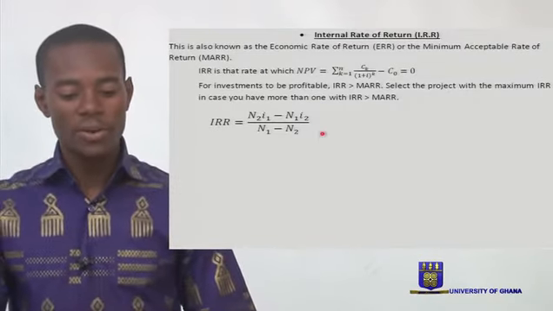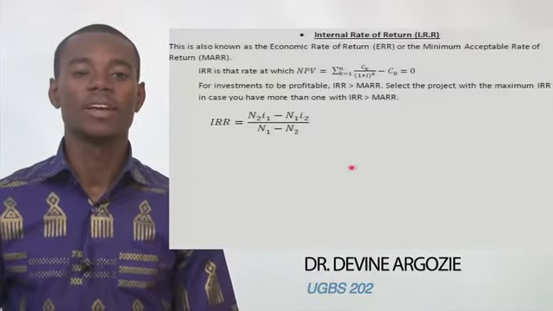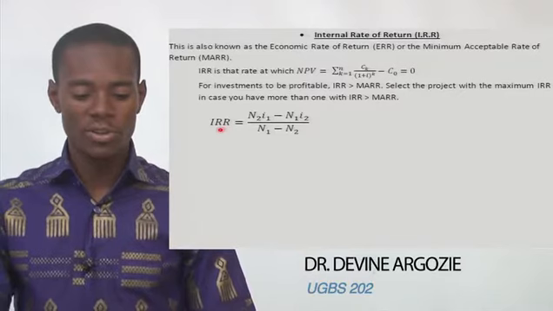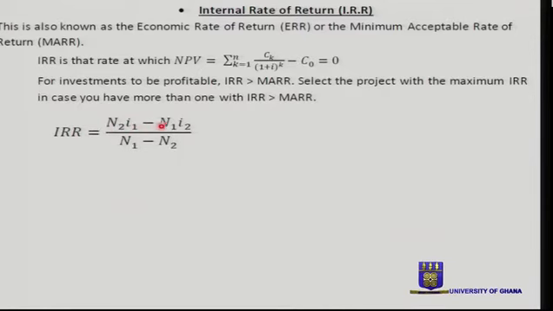Okay, so for the internal rate of return, we have a basic, simple formula that we use to find it. I'll walk you through the approach. There are some basic caveats that we consider, but it's nothing difficult. The internal rate of return, which we refer to as the IRR, is expressed as N2I1 minus N1I2 over N1 minus N2. What do these variables mean? N2 means NPV2, or your second NPV. I1 means your initial interest rate, and N1 means your first NPV. I2 means your second interest rate.